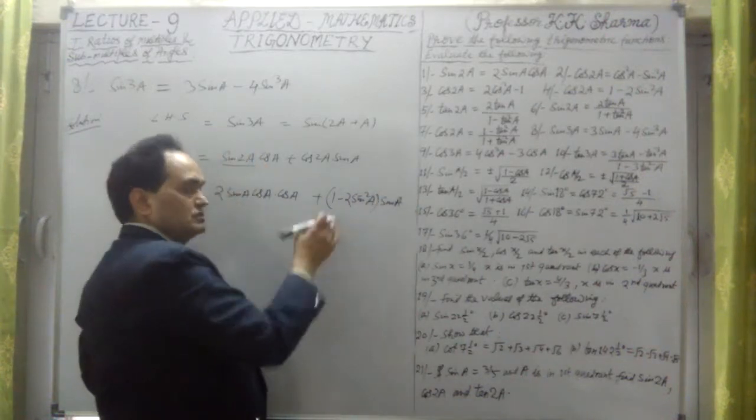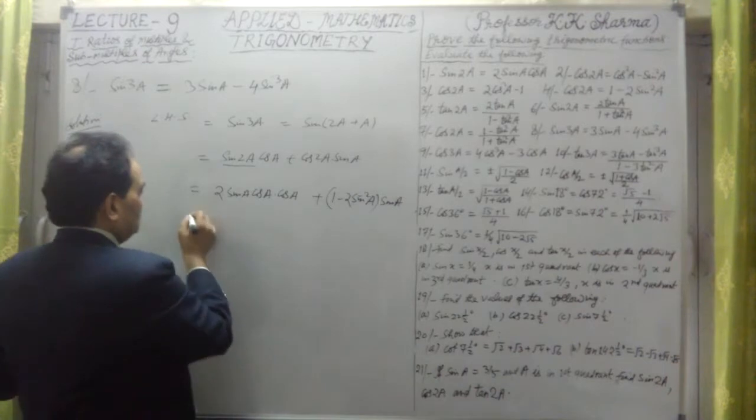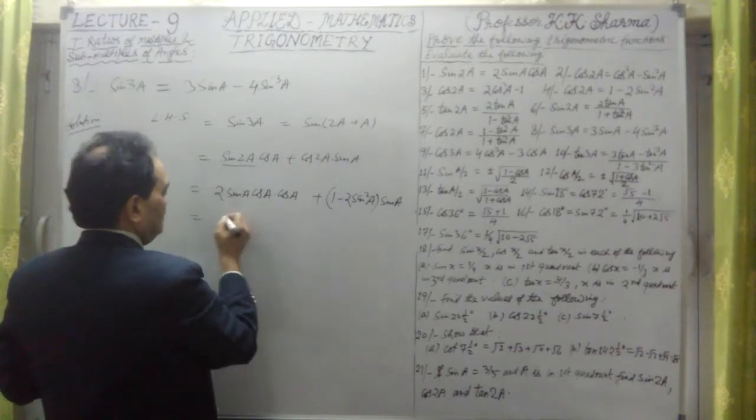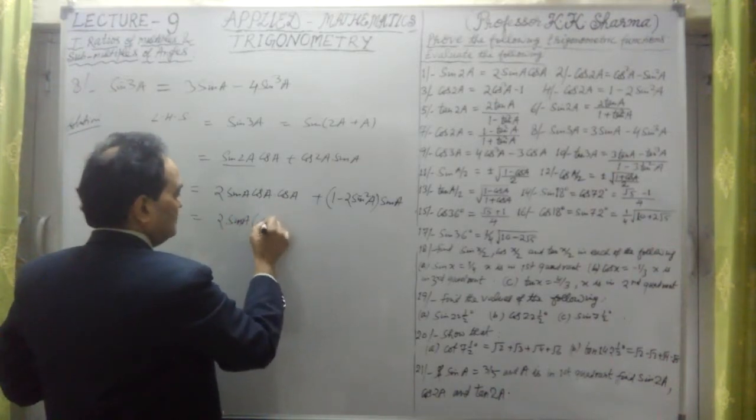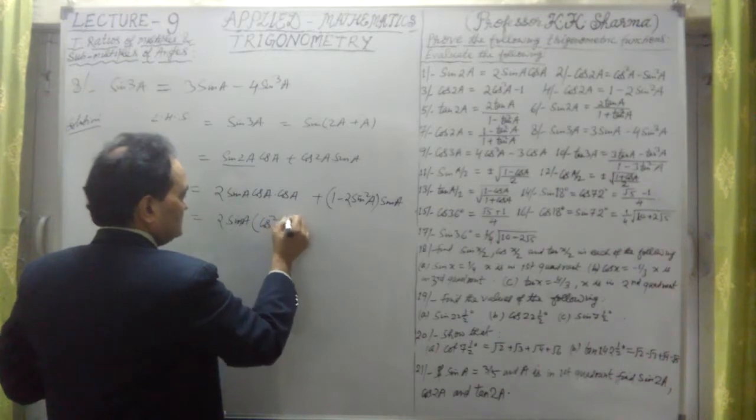So all the things we have covered will be fine. It's still one. This is cos A, cos A. This is 2 sine A. 2 sine A into cos square A. It is still in cos.